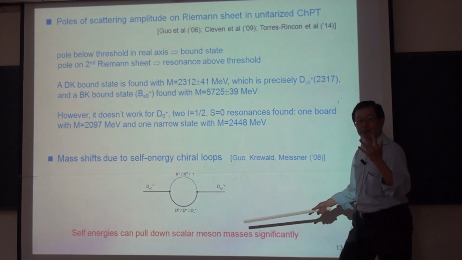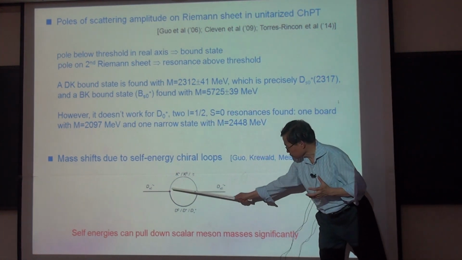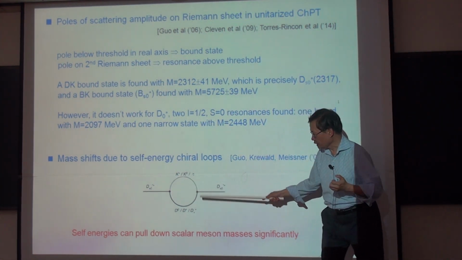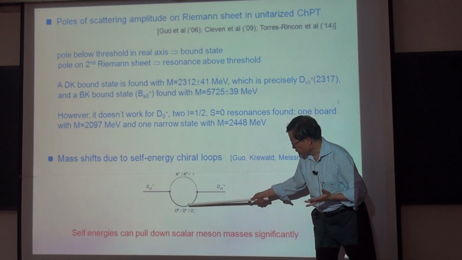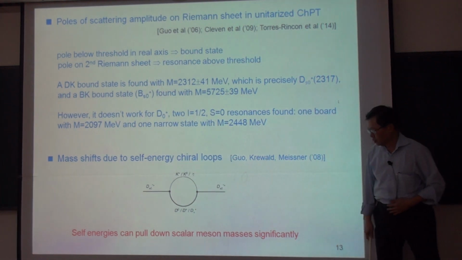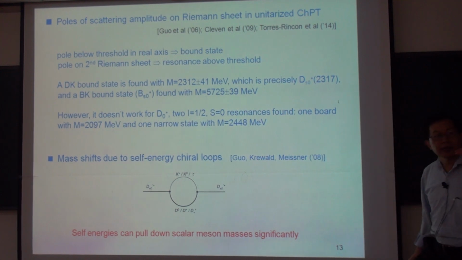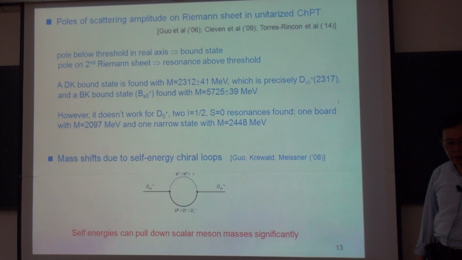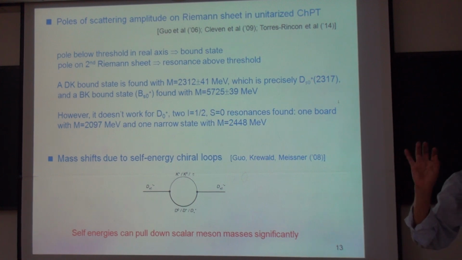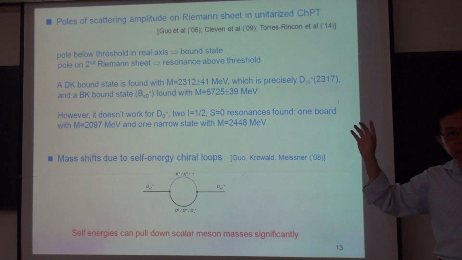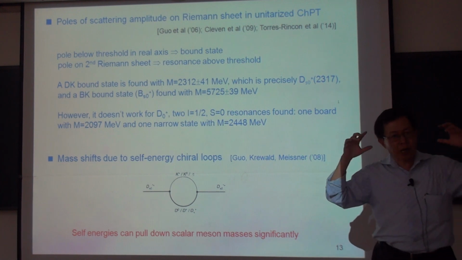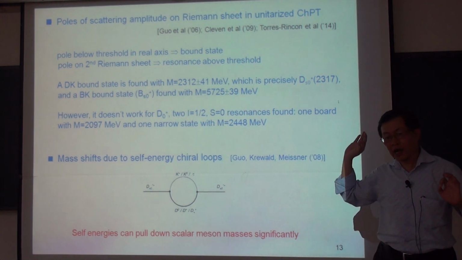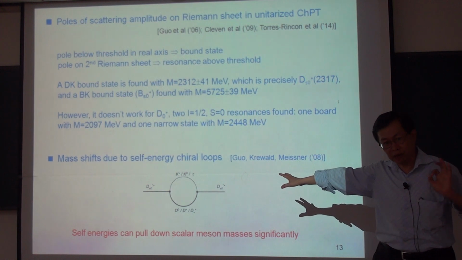In the Feynman diagram, you just consider some intermediate state coupled to, like, D0K, okay? Some coupled channel effect. So it turns out that the self-energy diagram mechanism can pull down the scalar meson mass significantly, as I'm going to show. Okay, so in the first part of this work, I just try to recalculate those kind of loop calculations.